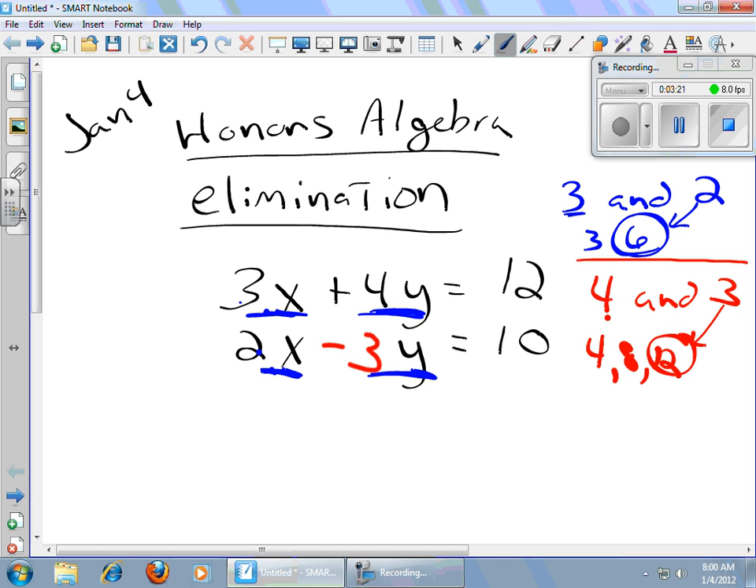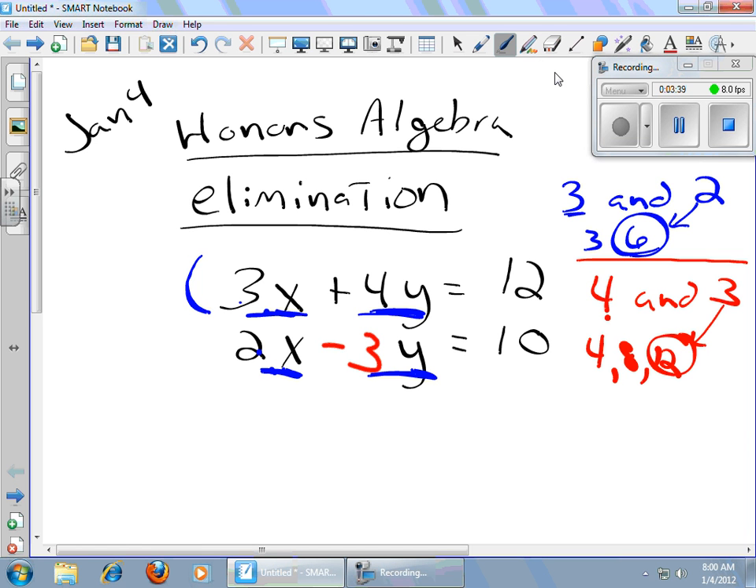Absolutely. Now the red one might be a little bit less work, like I said, but I'm going to do it the blue way. But I'm showing you both so that you can understand what's going on. You don't always get rid of x. You don't always get rid of y. You have to have number sense to decide which one to get rid of.